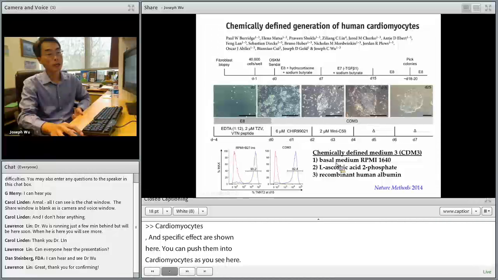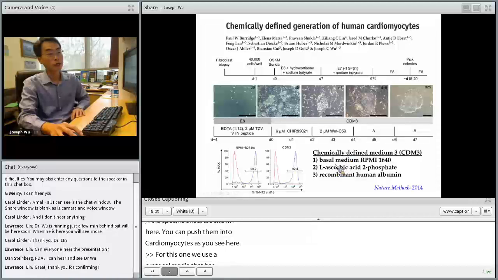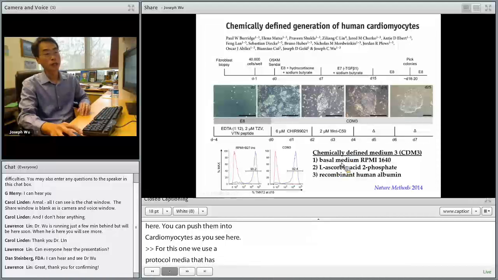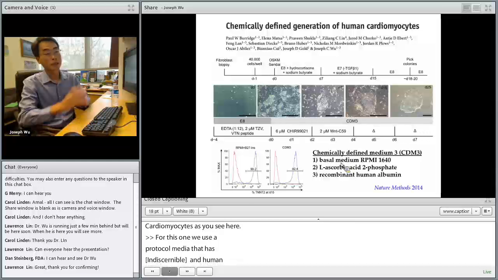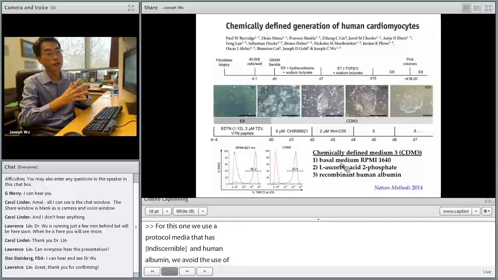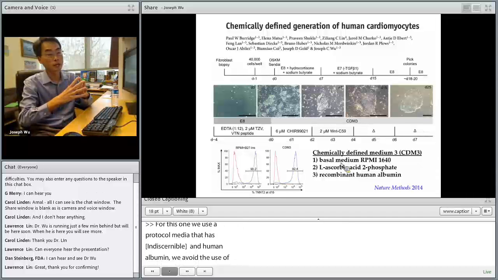For this one, we use a media that has basal media, L-ascorbic acid, and human recombinant albumin. We call this CDM3 media. The advantage of this media is that we only use 3 compounds. We avoid the use of FBS, fetal bovine serum. FBS is a xenogenic product, and this could affect batch-to-batch variability of your cardiomyocyte differentiation. In addition, if you're thinking about clinical trials, you try to avoid as much xenogenic product as possible.